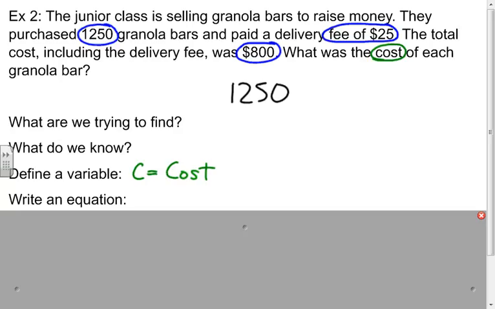Do we know the cost of those granola bars? No, we don't. That's what we're trying to find, the cost of each granola bar. If we don't know it, what can we put? Right, we put a variable there. So 1,250 bars, and each one was a certain amount, so that's multiply.